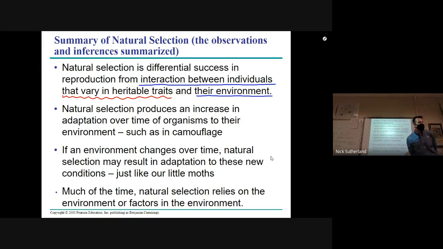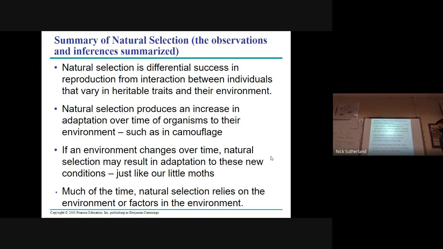So if we relate that to the peppered moths, the varied heritable traits would be the color, dark or light. Okay? One of them was better at surviving in a certain environment than another. And as a result, it got to reproduce more. That is the meat and bones of natural selection. Certain things surviving better than others because of the traits they have that make them work in their environment. Natural selection produces an increase in adaptation over time of organisms to their environment, like camouflage.